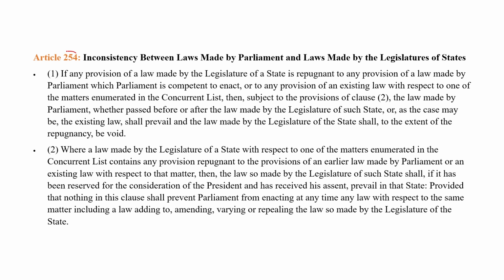Next, Article 254 explains the inconsistency between a law made by Parliament and a law made by the legislature of a state. It says that if a law made by a state is repugnant to any provision of a law made by Parliament which Parliament is competent to enact, or to any provision of an existing law with respect to one of the matters enumerated in the Concurrent List, then the law made by Parliament, whether passed before or after the state law, prevails. Parliament can declare the state law void. This means if the law is made by Parliament and the state legislature on the same subject, Parliament can declare the state law void.